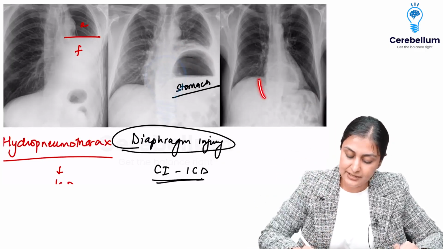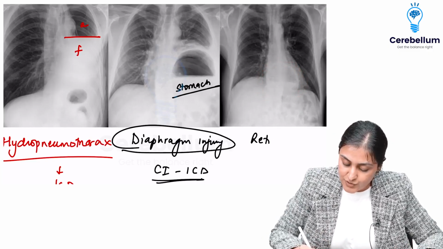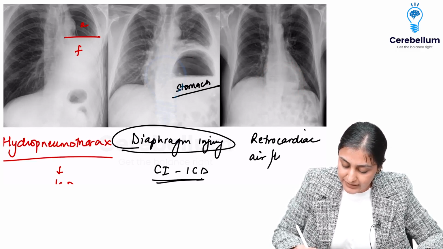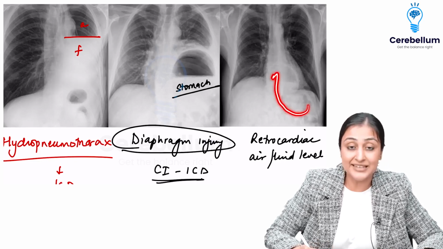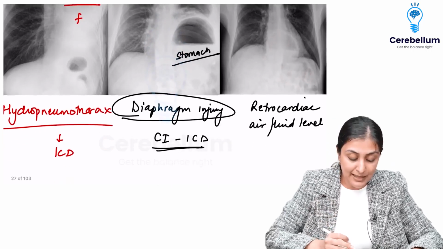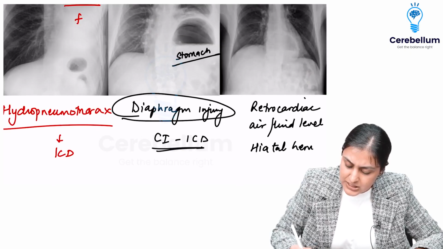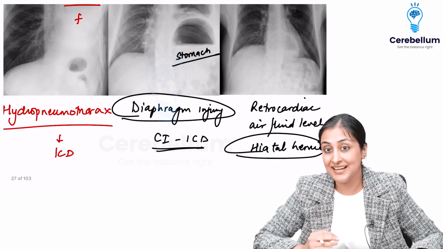Now look at this. Where is the air fluid level? It is behind the heart. So whenever we see a retrocardiac air fluid level, this actually represents the herniation of stomach into the midline. How does that happen? So this is a hiatal hernia. This is the herniation of the stomach via the esophageal hiatus.